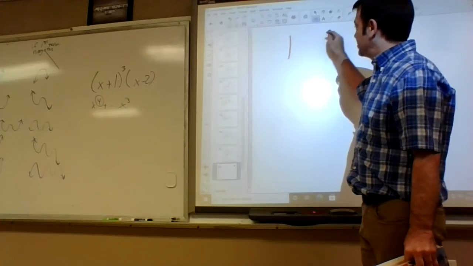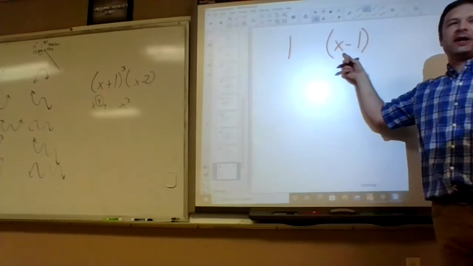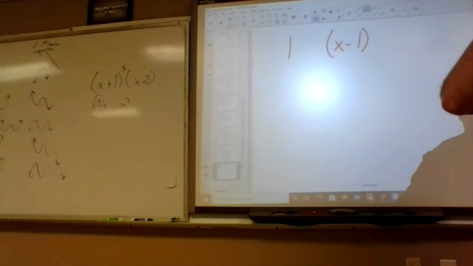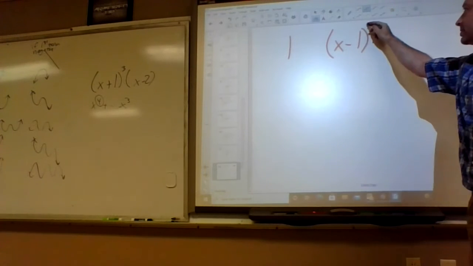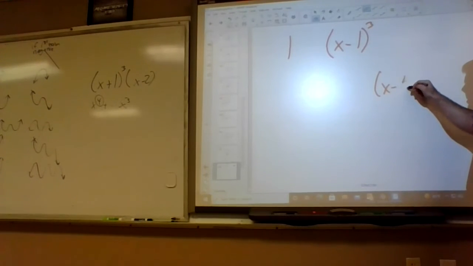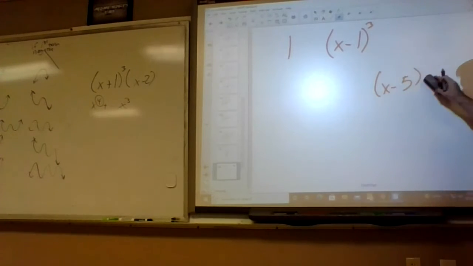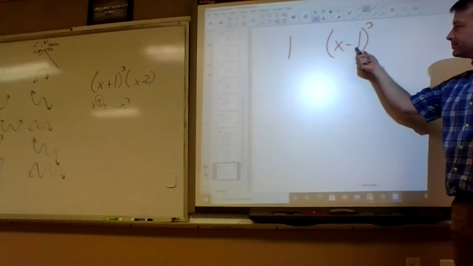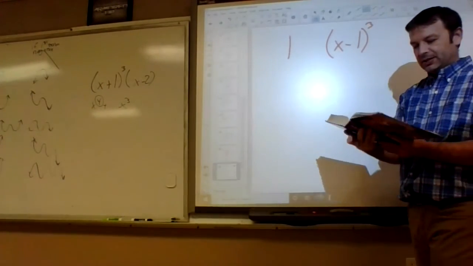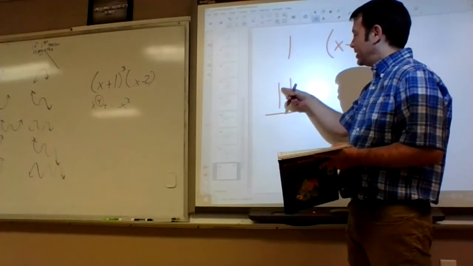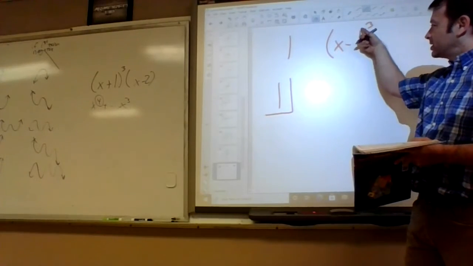If 1 is an answer, I know that x minus 1 must be one of the factors, right? So I can divide by x minus 1. Actually, they said 1 is a triple root, so I can divide 3 times by x minus 1, and whatever's left over should be my last root, like x minus 5 or whatever it is. It will give me my last answer. So how do I divide by x minus 1? Synthetic division. What goes in the box? 1. 1 was my root, and 1 goes in the box.